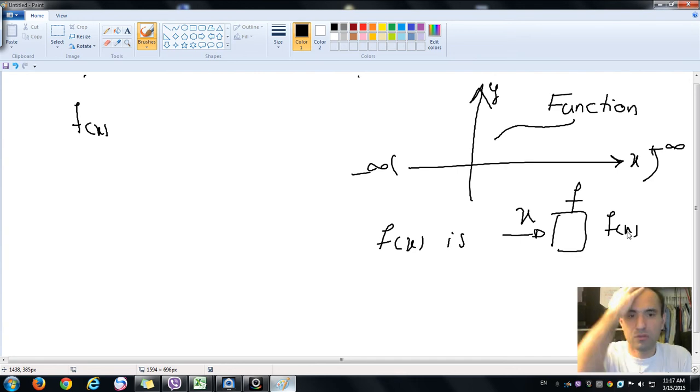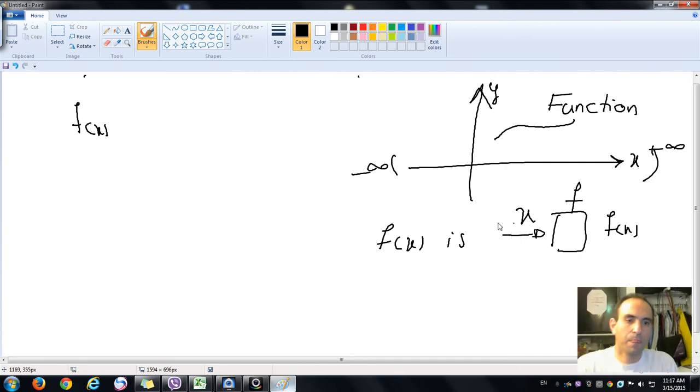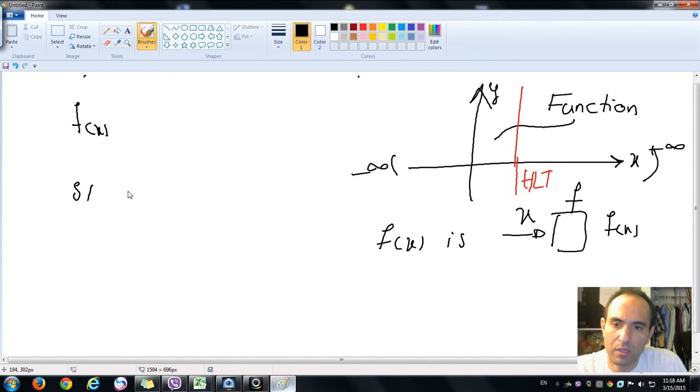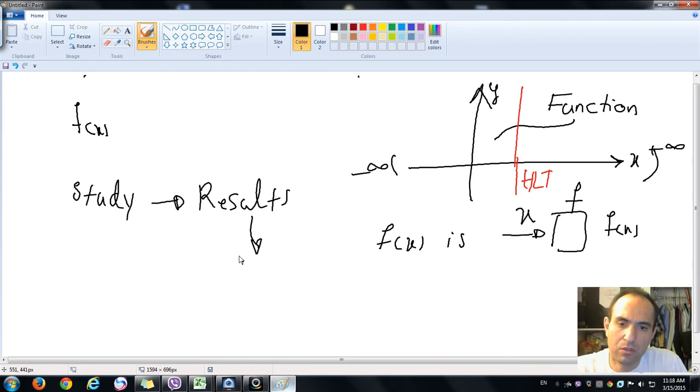So with this definition, we have this horizontal line test that gives us the possibility to study this, because, you know, you want to study something. Why? Because you want to get results. Why do you want to get results? Because you want to make your future.